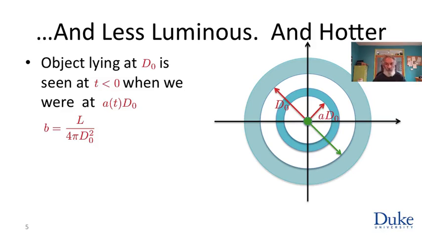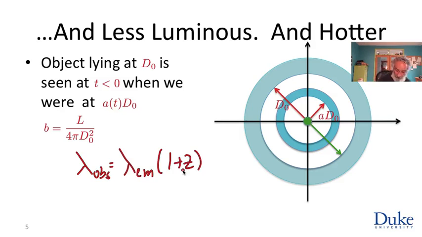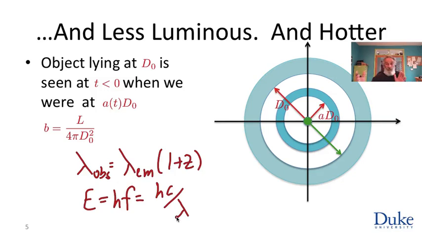This misses something. It misses, for one thing, the fact that, remember, photons emitted by the object at time t will arrive redshifted. The wavelength with which they were emitted, lambda, gets multiplied by 1 plus z when we observe them. This is the cosmological redshift. Every photon will be redshifted. Now, the energy that a photon carries is h times its frequency, or hc divided by lambda. So we see that when a photon is redshifted, its energy decreases.